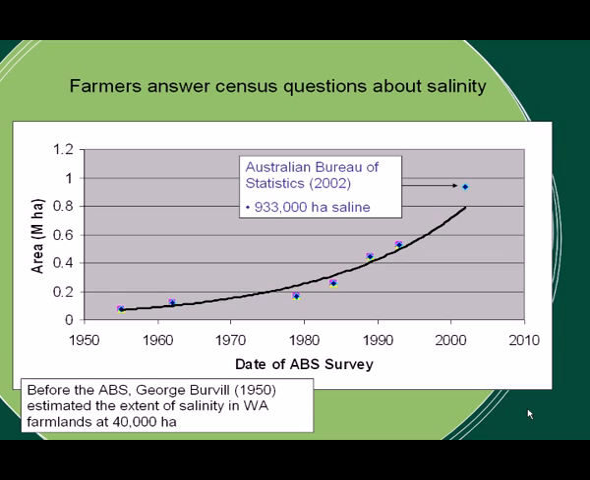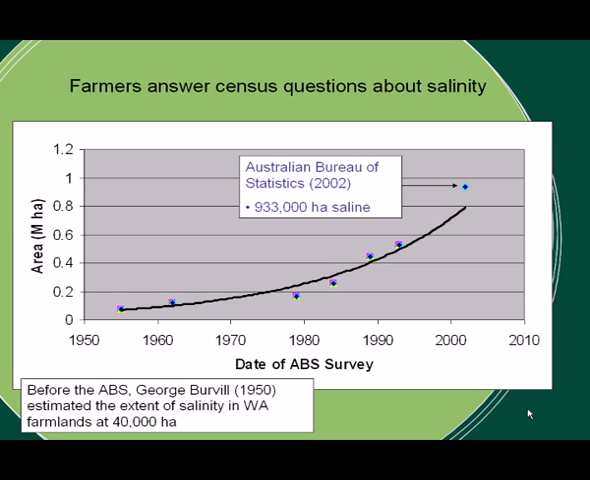Over time, farmers have answered questions about the extent of salinity, and there have been a few other techniques. We'll take you through first the farmers' census results that have been collected since the 1950s. The Australian Bureau of Statistics have asked farmers questions about how much salt-affected land they've had, and farmers have responded in their census. The first census was done in 1955, and you can see there have been several since.